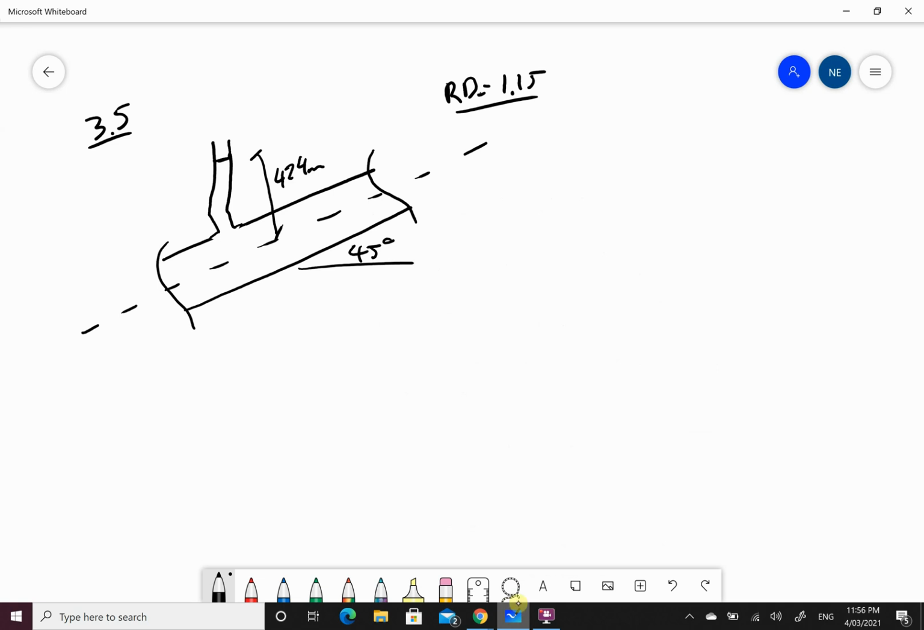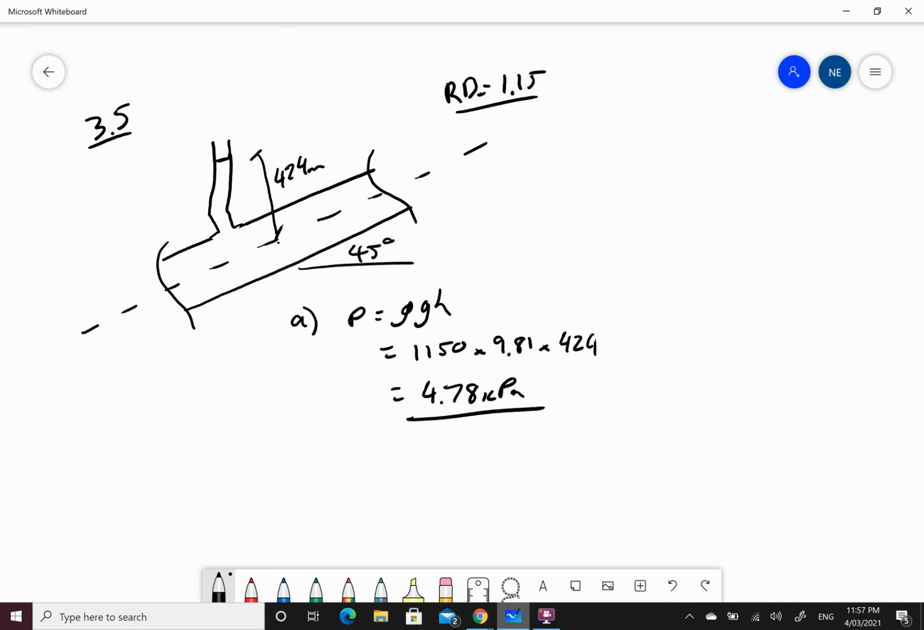So to start off with, what is the pressure at this point? For part A, pressure is equal to rho g h. RD, so what we have is 1150, multiplying this by 1000, 9.81 times the height. And this gives us 4.78 kilopascals. That is the pressure at the center of the pipe.